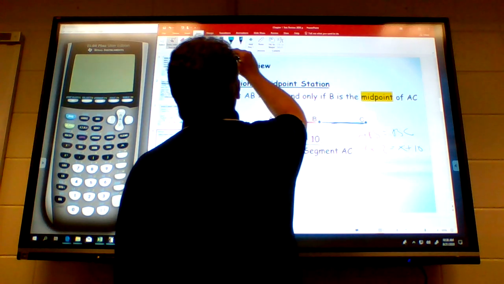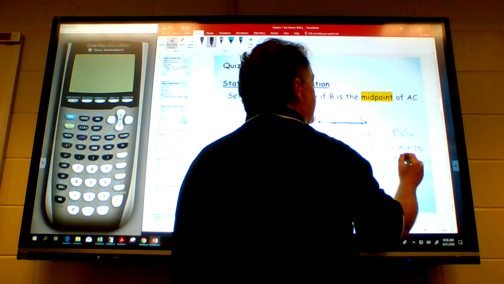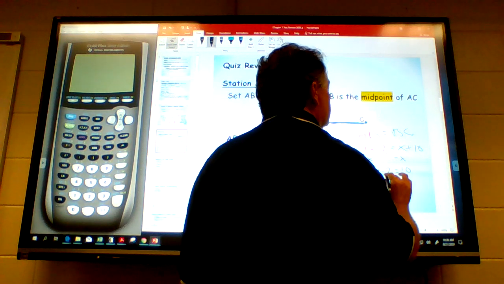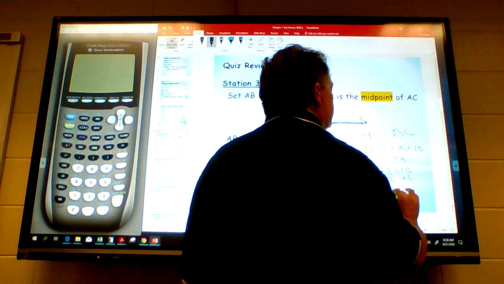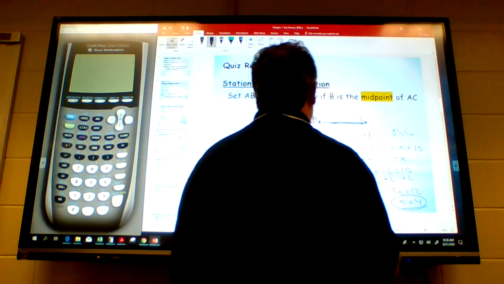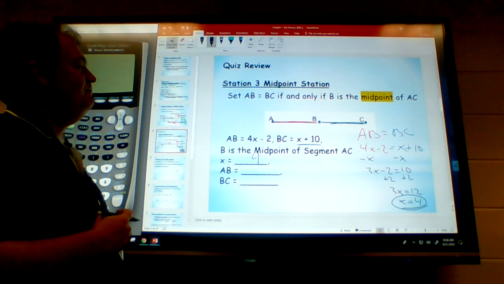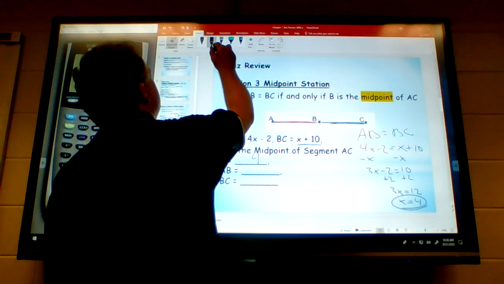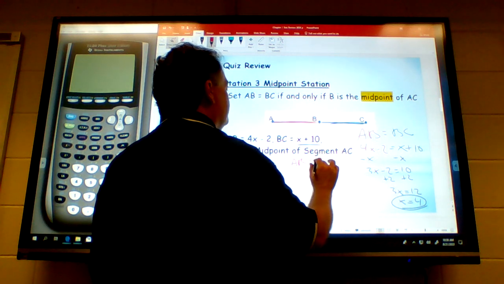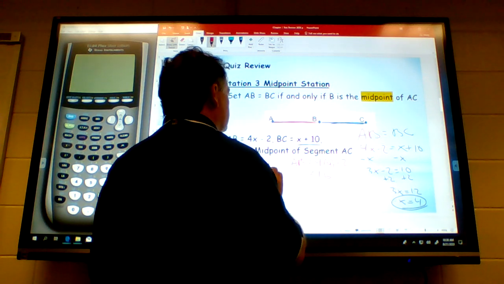All right, so from here, I'm going to subtract x. So it's going to be 3x minus 2 equals 10. Add 2. So 3x equals 12. So therefore, x equals 4. All right, x equals 4. But we're not done. We have to plug 4 back in for each of those components. So AB equals 4 times 4 minus 2, which is 16.